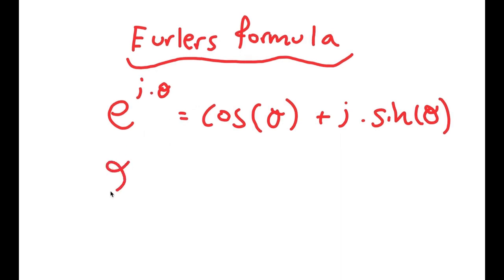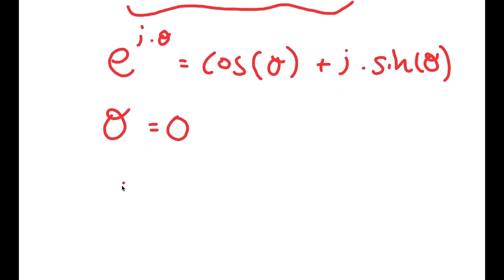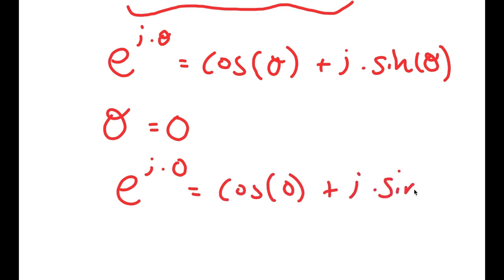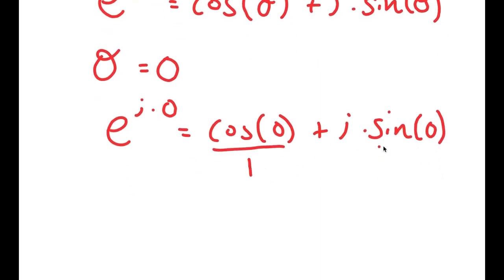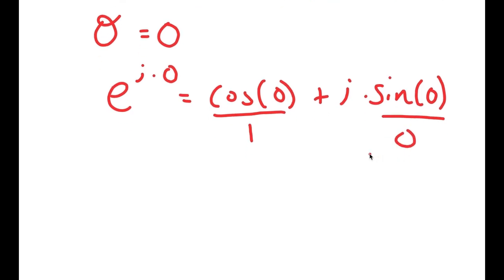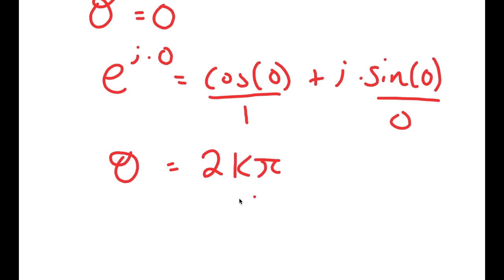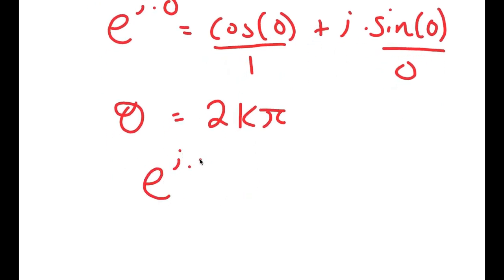So what if theta is equal to 0? Then this means that I got e to the power of i times 0 is equal to cosine of 0 plus i times sine of 0. And cosine of 0 is equal to 1, and sine of 0 is equal to 0. So I get 1, and theta is equal to 2k pi. Now, if this is true, then e to the power of i times 2k pi is equal to 1.